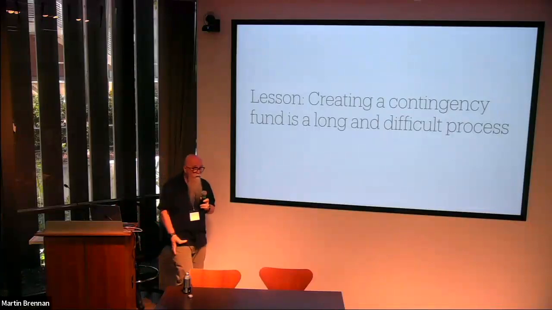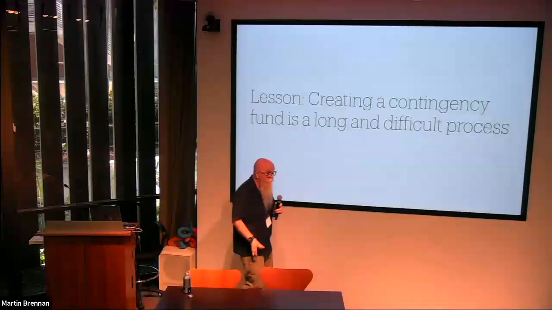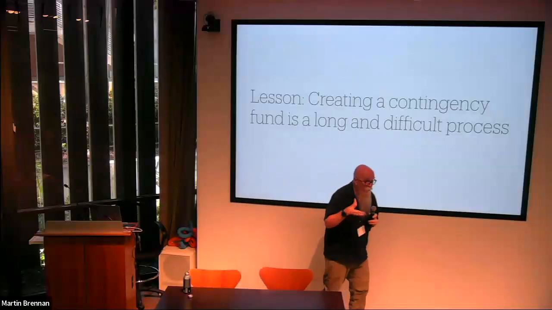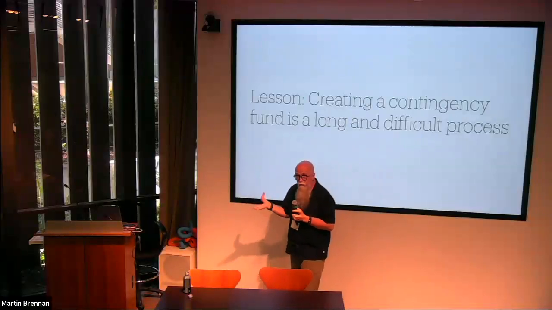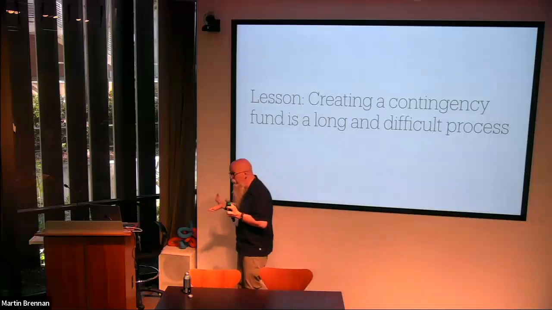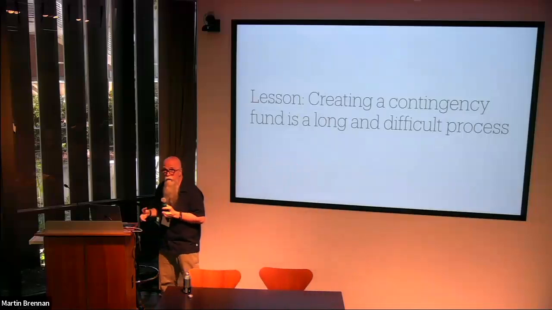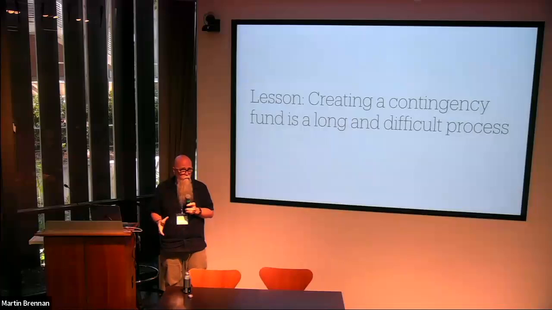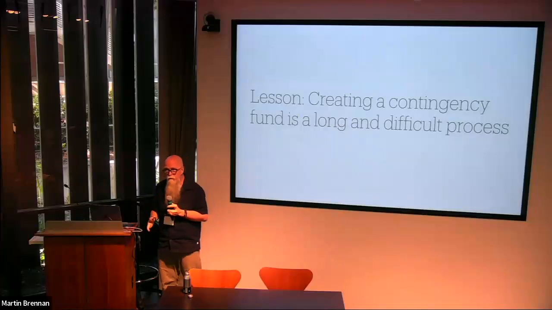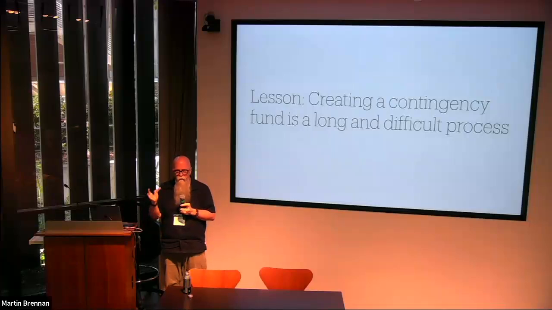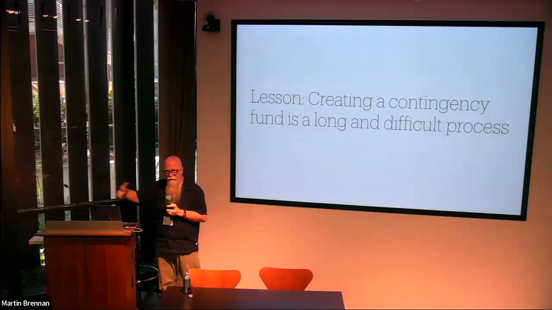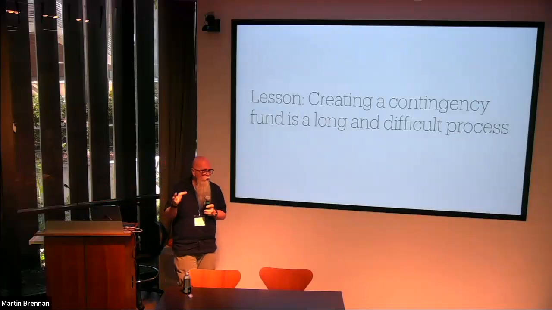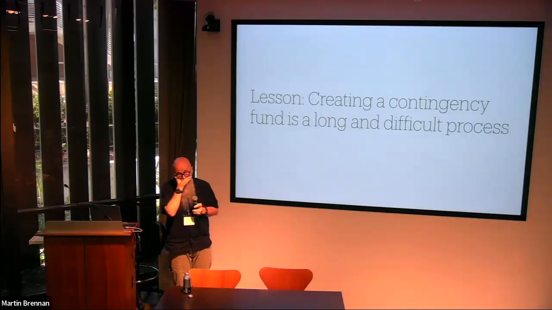The second one shouldn't be surprising, and that is creating a contingency fund of a year that allows an organization to operate for a year, even if they hit the skids and are going to have to go out of business, is a bloody hard thing to do. It took Crossref 23 years to put together that money so that they could guarantee that they could operate for a year if something catastrophic happened and they had to wind down gracefully. This is beyond the means of most small organizations.